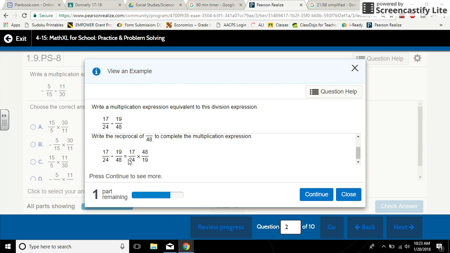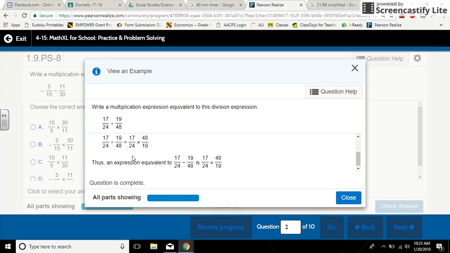17/24 divided by 19/48 equals 17/24 times 48/19. So I hit continue. Thus, an expression equivalent to 17/24 divided by 19/48 is 17/24 times 48/19.